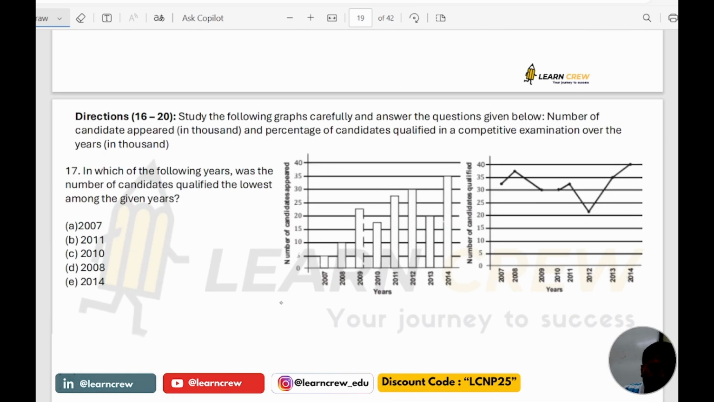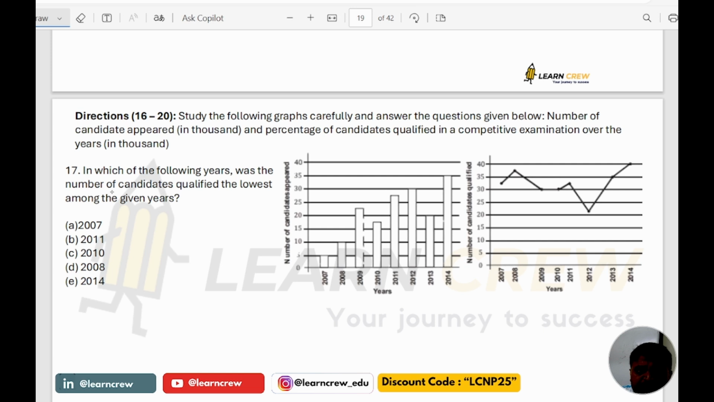Next. In which of the following years was the number of candidates qualified the lowest among the given years? In 2007, it is 32.5 percentage of 5,000. What is the value here? 1625.